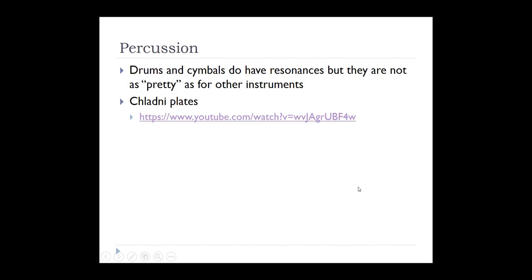Now you may have noticed we've left out an entire part of the band. What about percussion? What about drums and cymbals? It turns out there are resonances there, but they're not as pretty. They're not structured as nicely as for strings and pipes. To give you an idea of this, we're going to go look at one final YouTube video on Chladni plates.